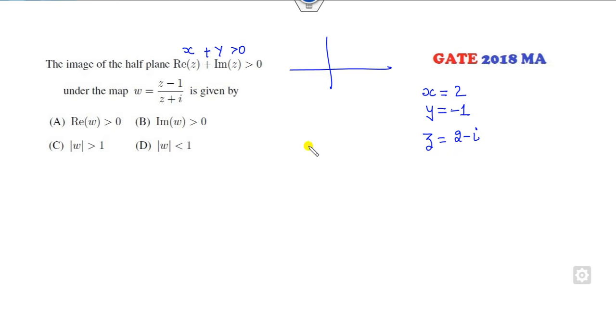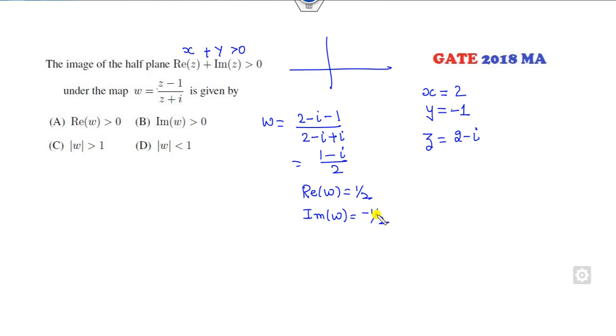2 minus iota. Then what is the value of this? 2 minus iota minus 1, 2 minus iota plus iota. What is that? Iota minus this over 2. So what is the real component of this? Half. The imaginary component of this is minus half. So this value will be cancelled out.